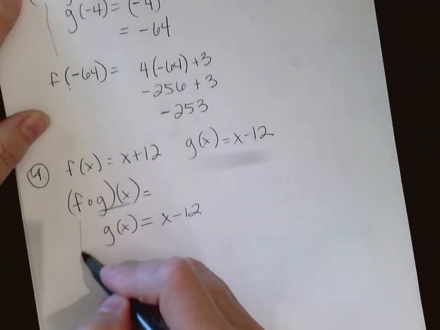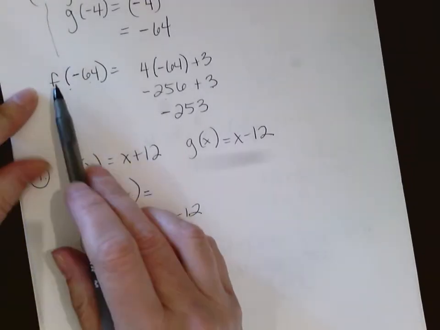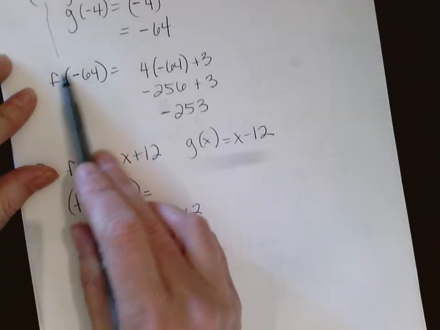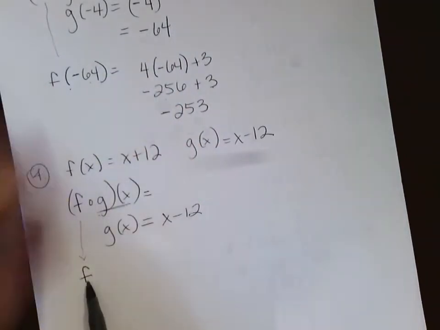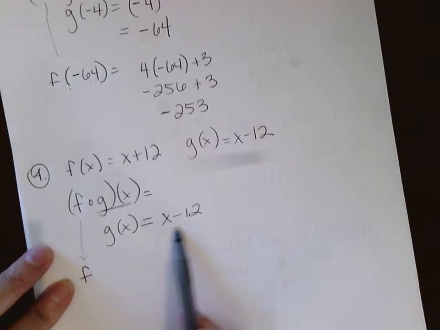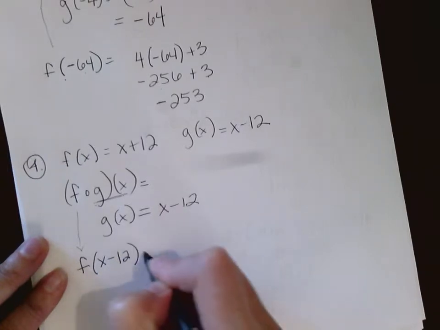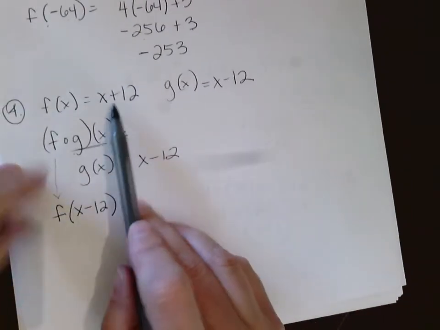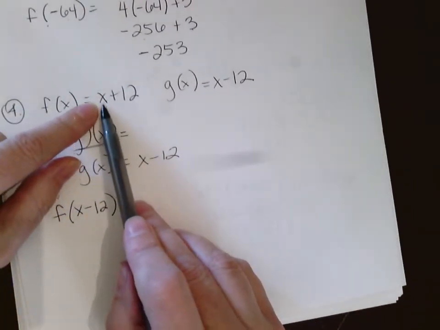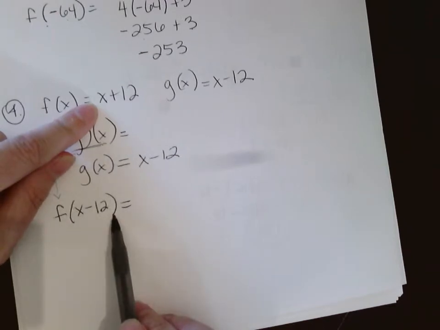So just like the other ones, I drop down this f. And what do you find f of? Just like in the last one, you found f of whatever that answer was. So I'm doing the same thing. I'm finding f of whatever this answer was. Well, the answer just happened to be x minus 12. So I'm finding f of x minus 12, which means go to my f function, and wherever I see an x, replace it with x minus 12.